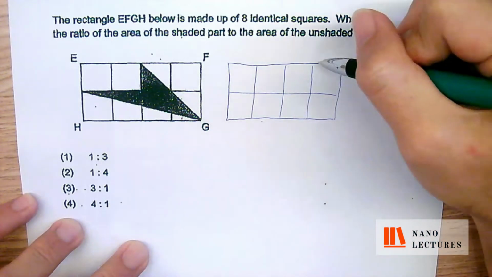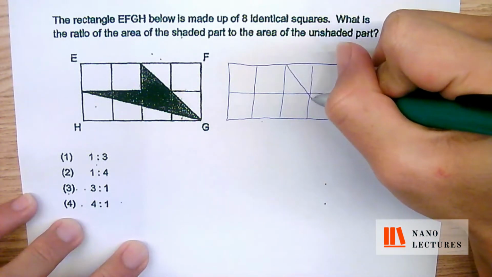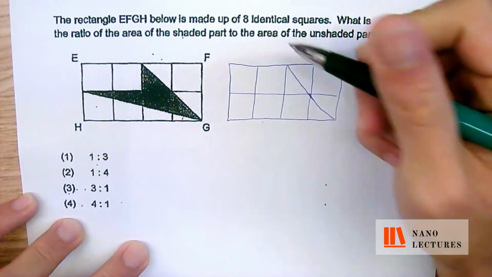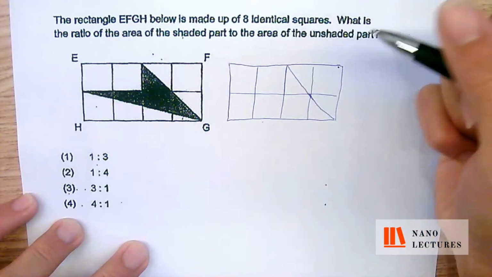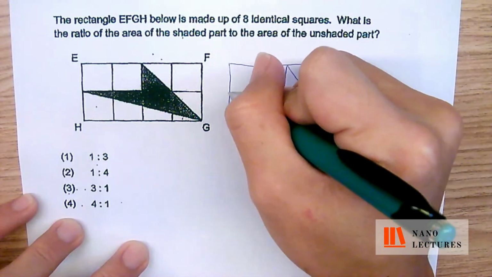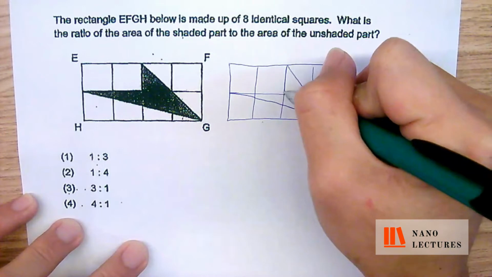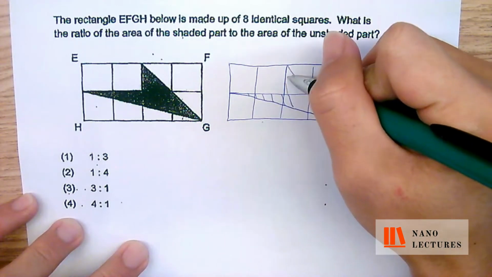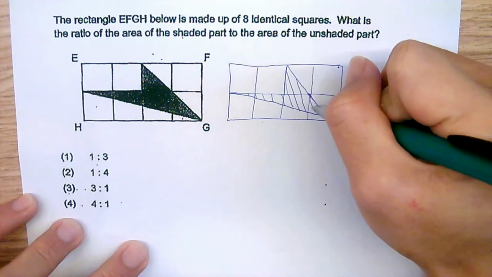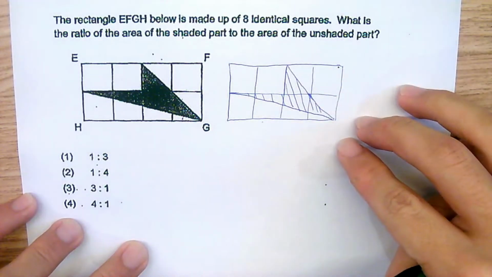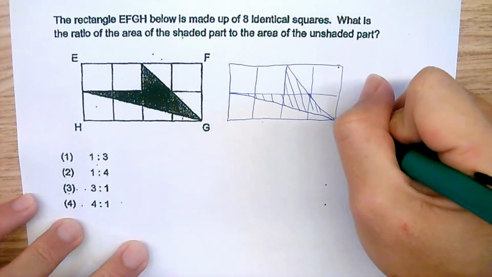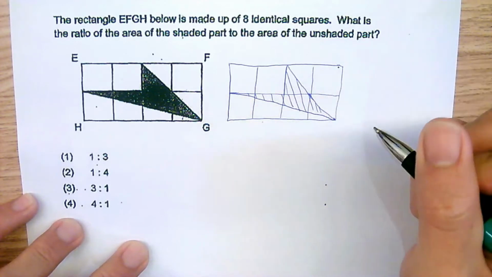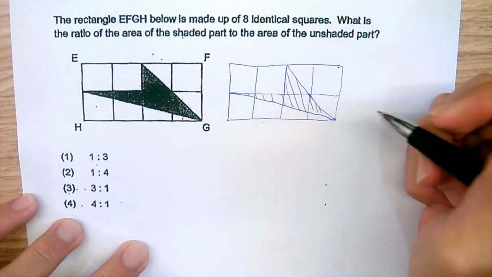Now for this one, it is actually like this. Then like that. Then like this. Then like that. And this is the shaded portion. Now, why do I want to draw such a lousy drawing over here? It is because I want to help you to shift the shapes around.